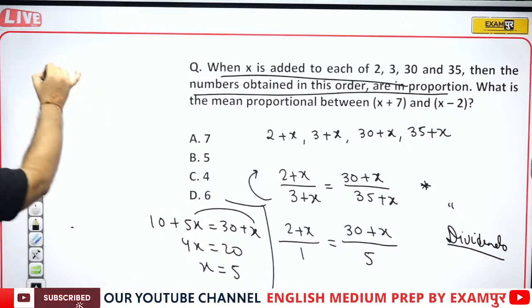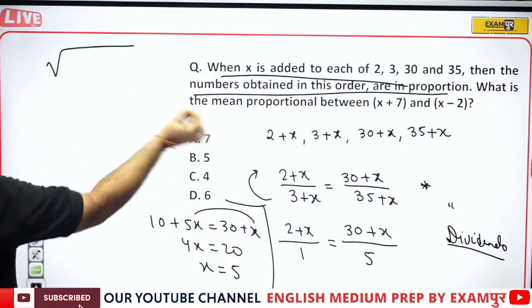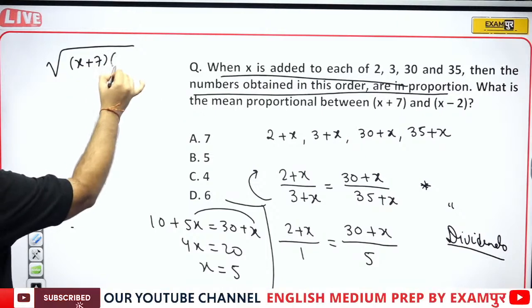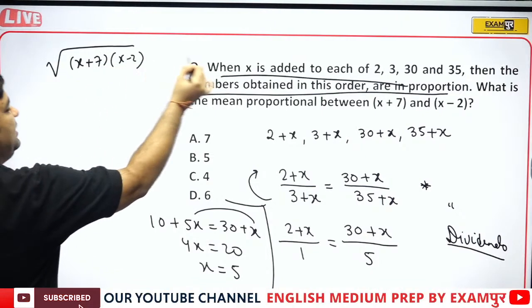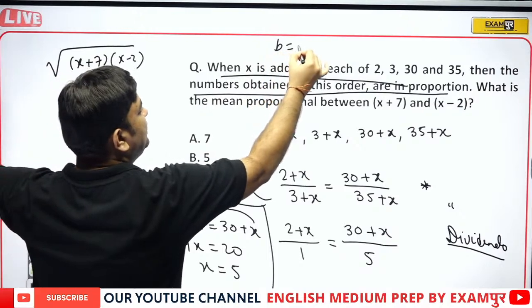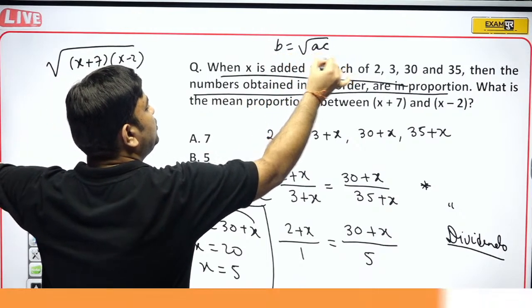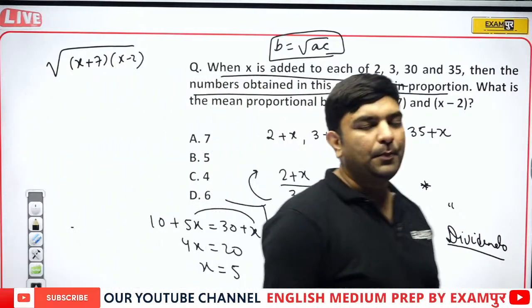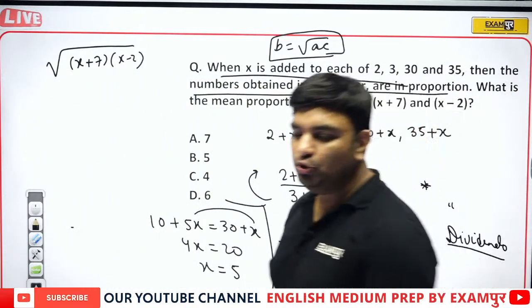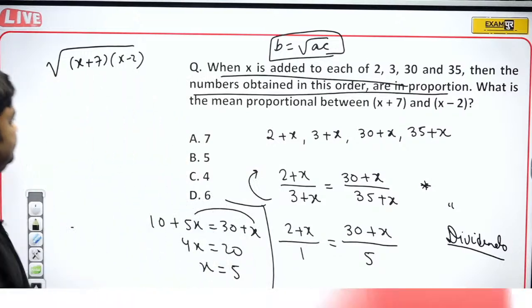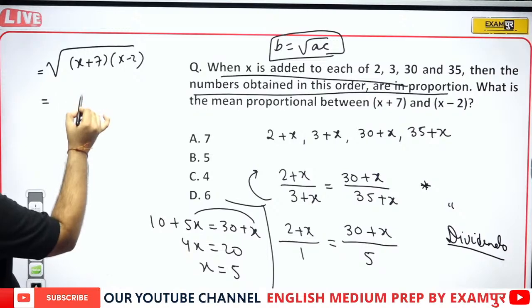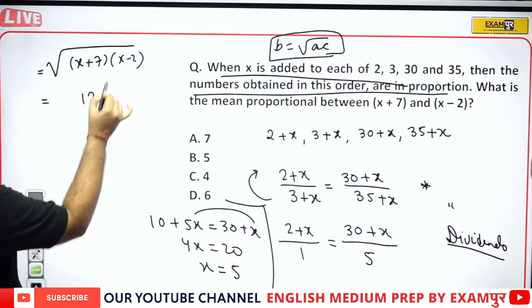Now, what is the mean proportion of two numbers? The mean proportion of two numbers is under root of AC. Yes, we have read it. The mean proportion B is equal to under root AC. So the mean proportion is under root of the other two. X is 5, x plus 7 is 12, and 5 minus 2 is 3.